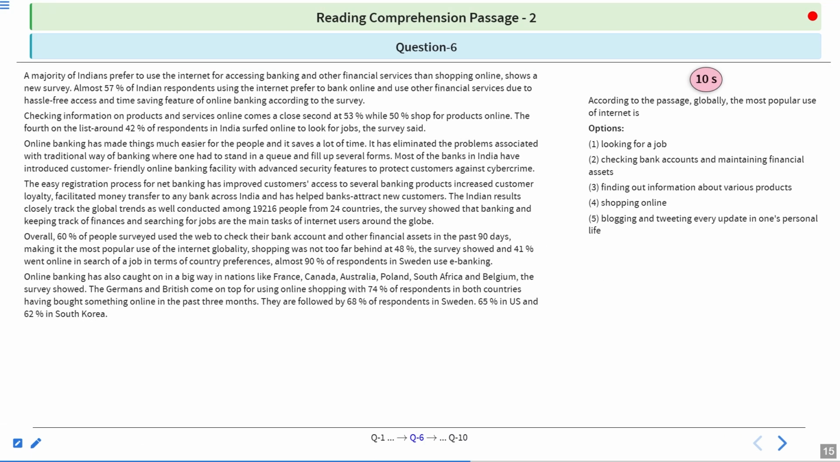The same passage. The next question, according to the passage, globally, the most popular use of internet is. Options are 1. Looking for a job. 2nd, checking bank accounts and maintaining financial assets. The 3rd one is finding out information about various products. The 4th one is shopping online. And the 5th one is blogging and tweeting every update in one's personal life. I hope you have understood the options, and you have 10 seconds to choose accordingly. Your time starts now.